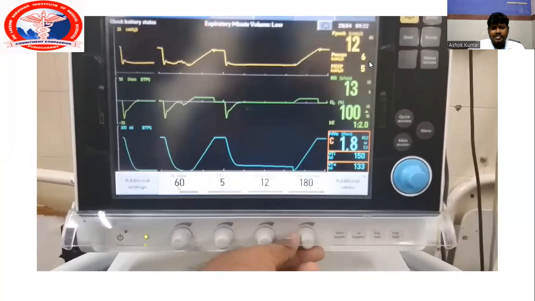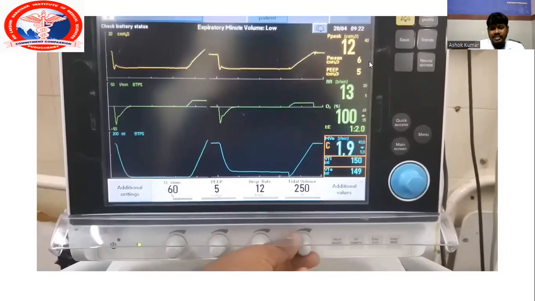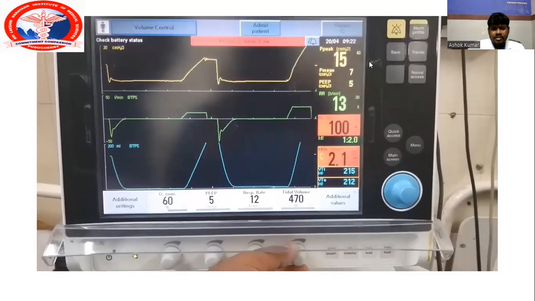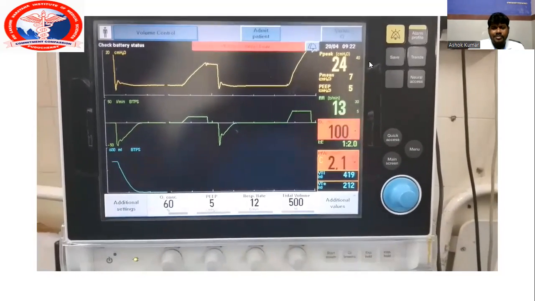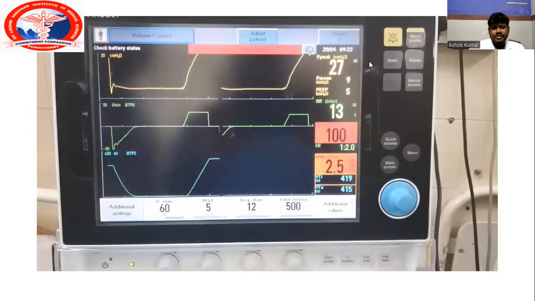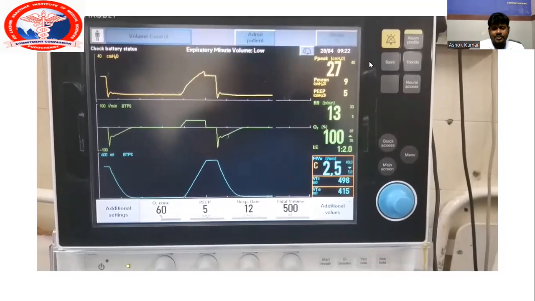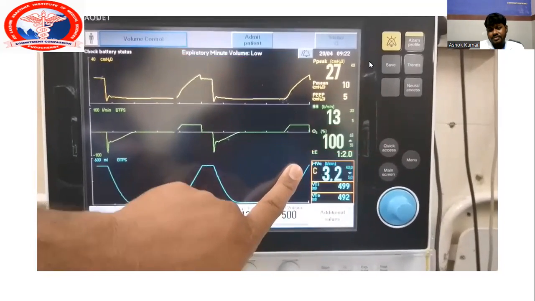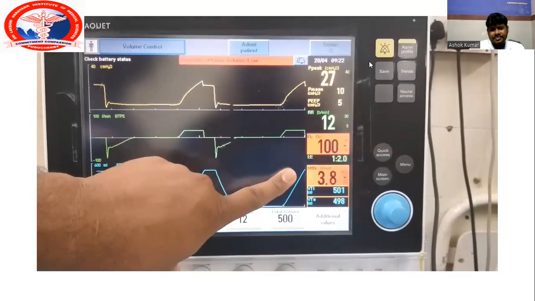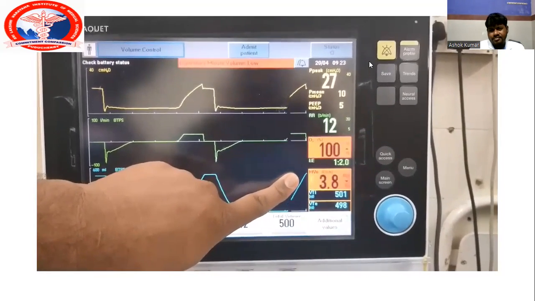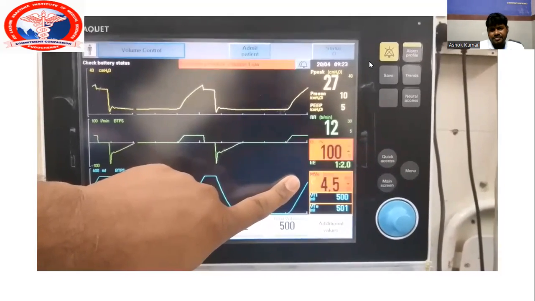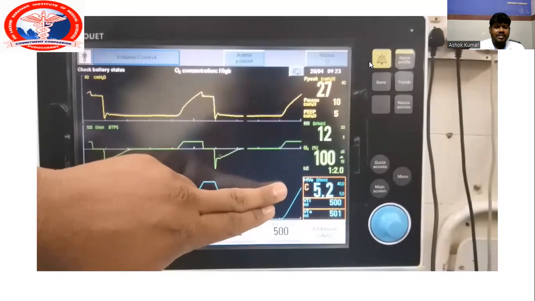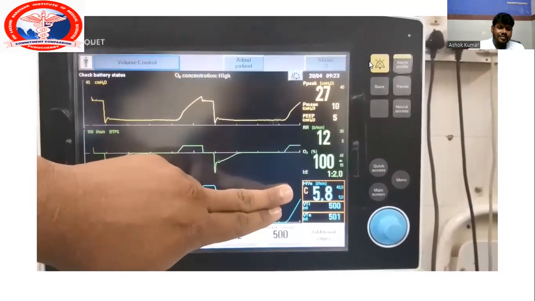Because there is a low tidal volume, we can increase the tidal volume. When you increase the tidal volume, the minute volume slowly increases. From 1.9 it proceeds to 3.2, 3.8, 4.5, then 5.2. Then the alarm goes off, and only the 100% oxygen alarm will be showing.